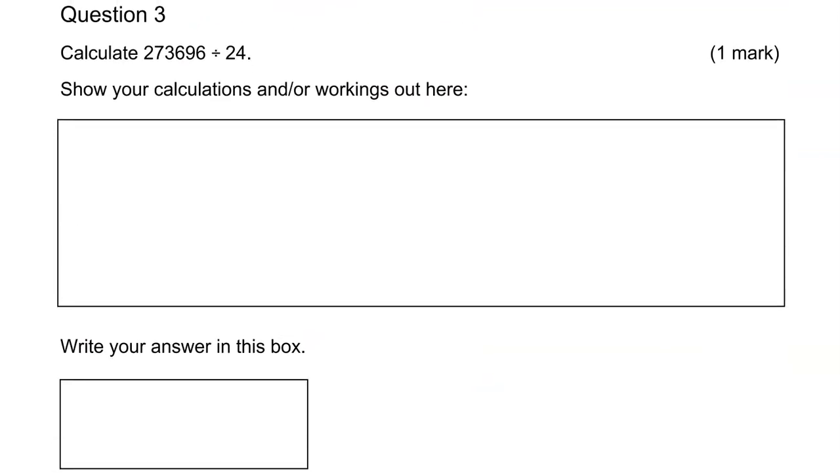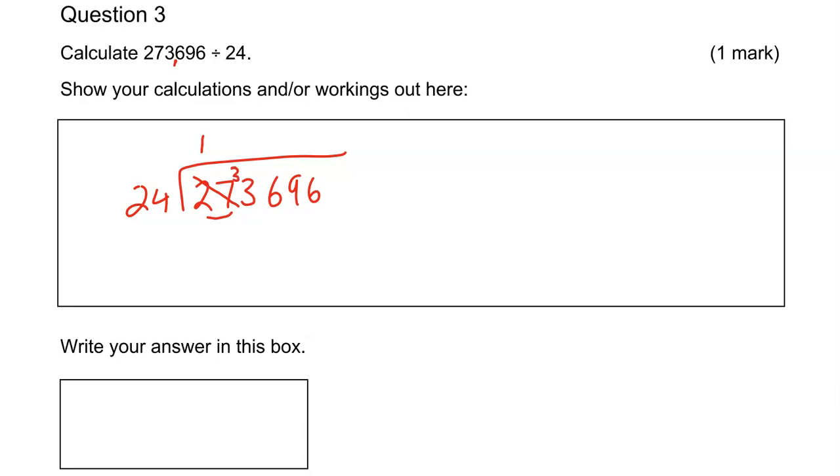Calculate 273,696 divided by 24. Show your calculations and your workings out here. So we've got 273,696 divided by 24. So how many 24s would fit into 27? That would be just 1. We have 3 remaining because 27 take away 24 gives us 3.